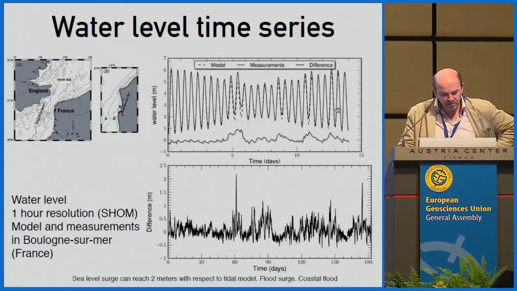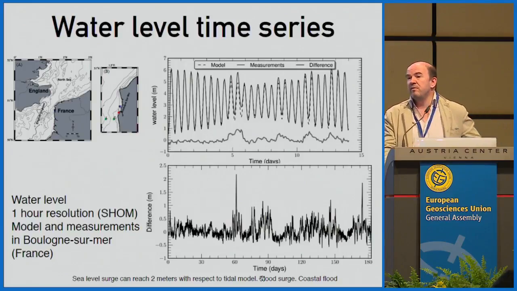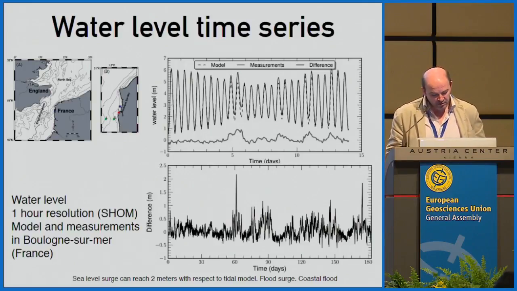So the model seems to be very nice, but if you subtract the two, then you have the residue. And the residue can reach 2 meters in some cases. And if it happens when you have a high tide, then you have a flood surge and a coastal flood, like it appears in some cases.